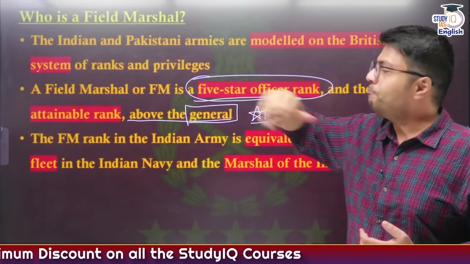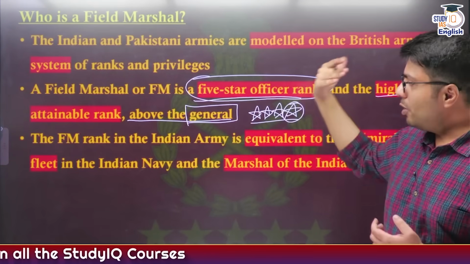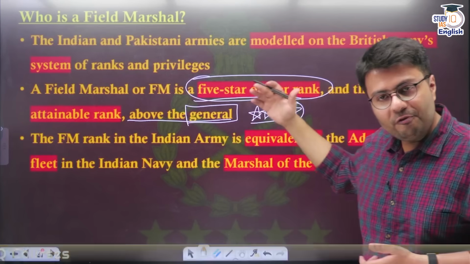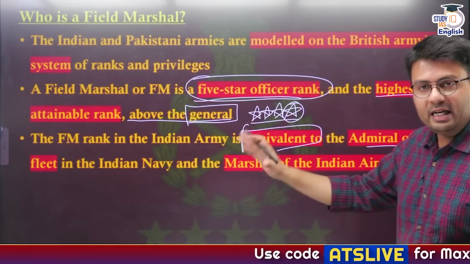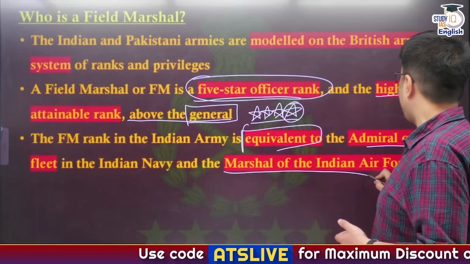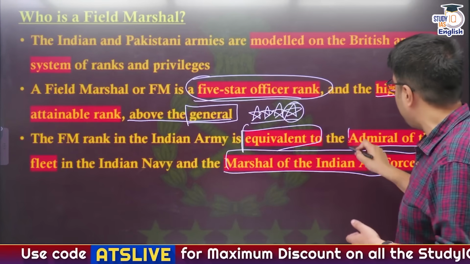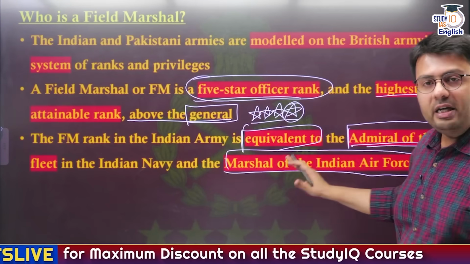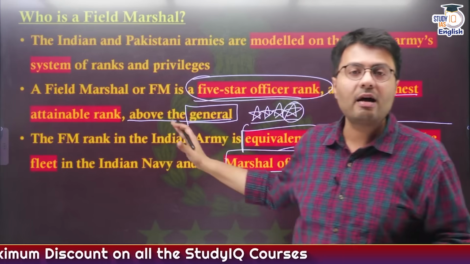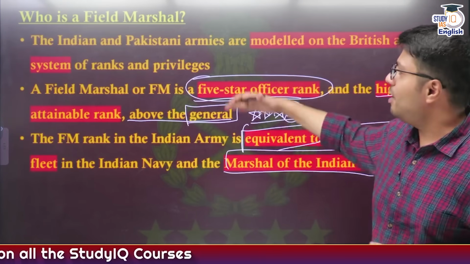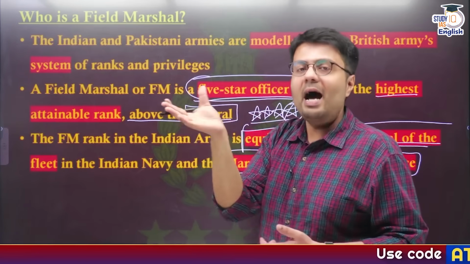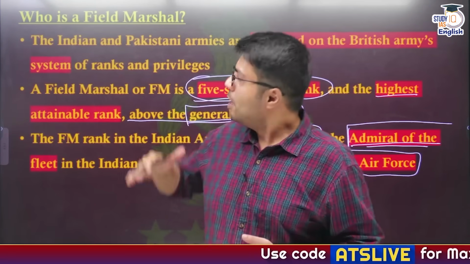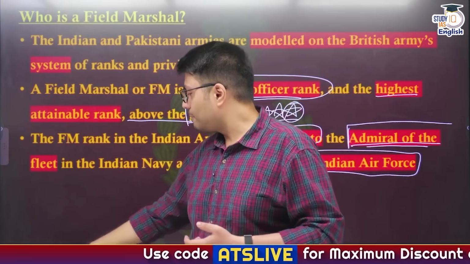Now in India, the Field Marshal rank is equivalent to the rank of Admiral of the Fleet in the Indian Navy and the Marshal of the Indian Air Force. So these are the equivalent ranks in the services of the Indian Navy and the Indian Air Force, all ranks of 5-star officers, and therefore a Field Marshal is a level above the General, who in India acts as the Chief of Army Staff, right? So this is what a Field Marshal is.